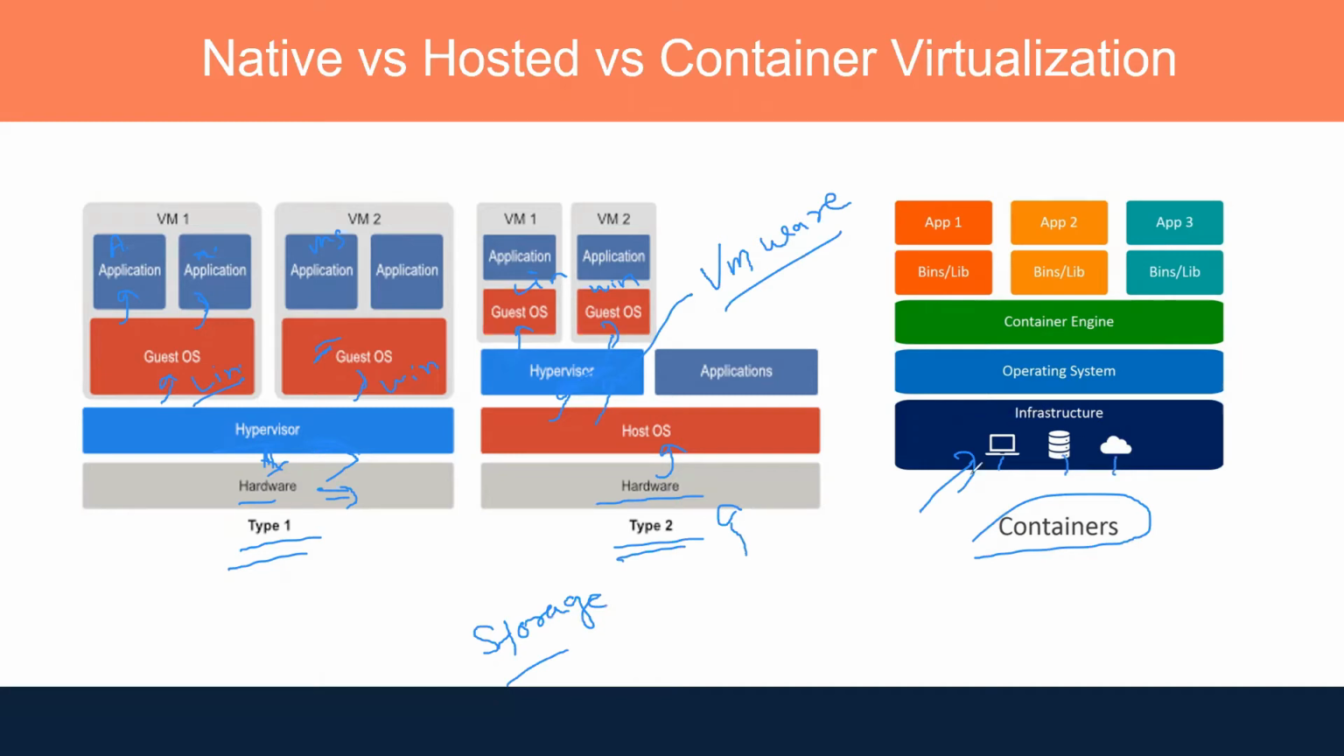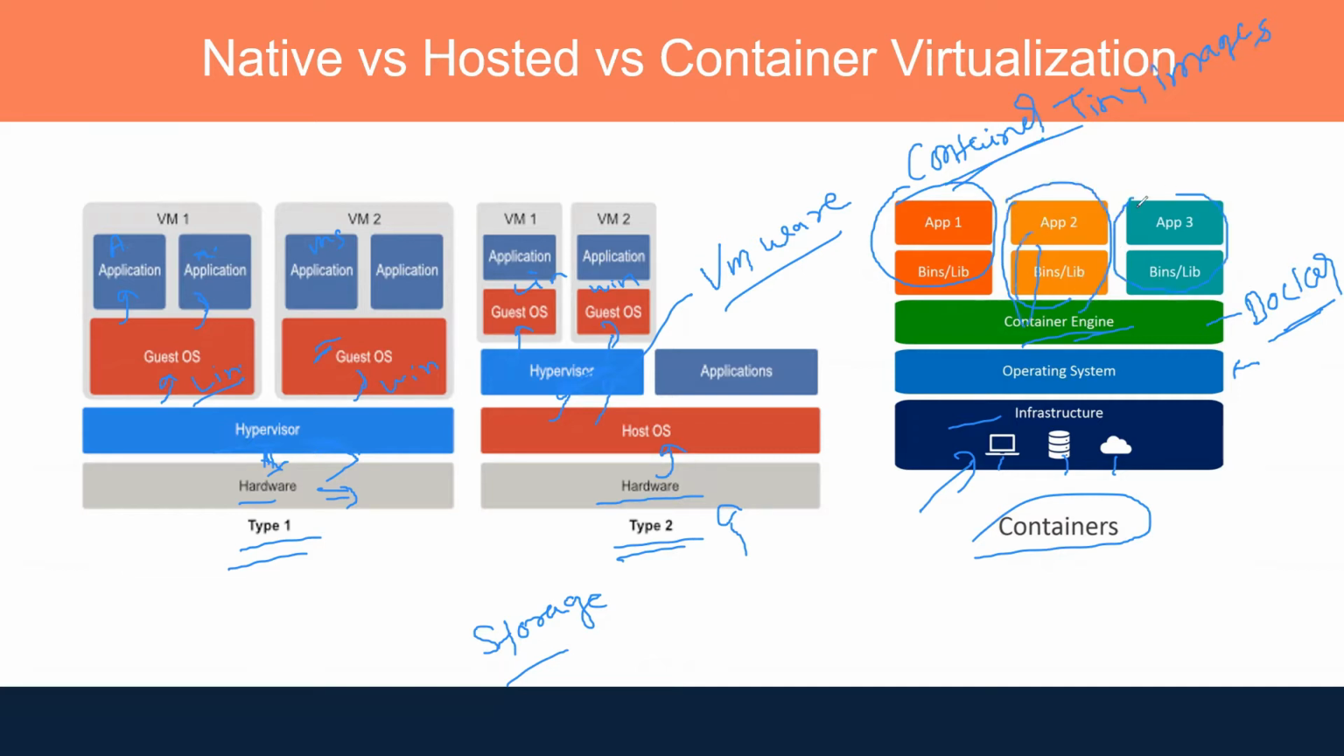On top of the infrastructure, you deploy the operating system. And on top of the operating system, you deploy the container engine. Docker is one example of a container engine. So on top of Docker, you can deploy the containers. App one and so on are nothing but these containers. These are small, tiny images, and you can deploy these small images with the inbuilt application in them.